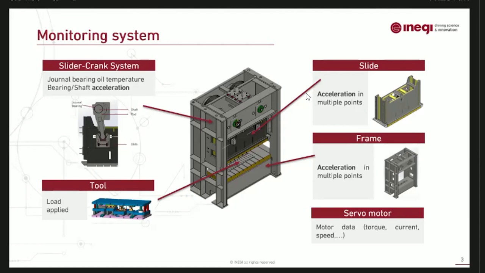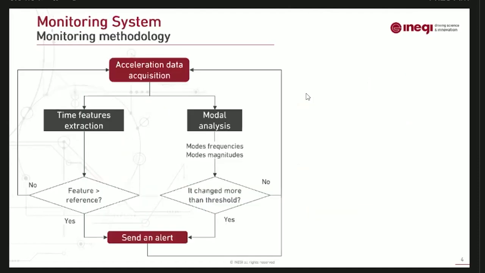This is the methodology that we thought of. So we have the data. We will extract time features that can represent the behavior of the signal, and we define operating limits, limits above which the press is not in a good condition. We compare those features to those limits, and if the features are above those limits, the press is in no good condition and an alert is sent.